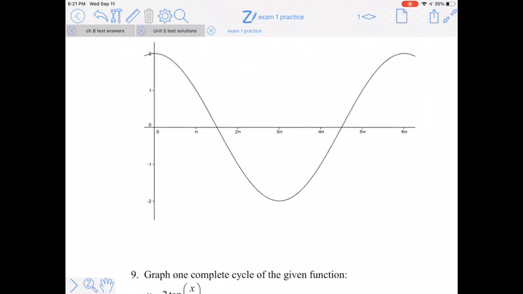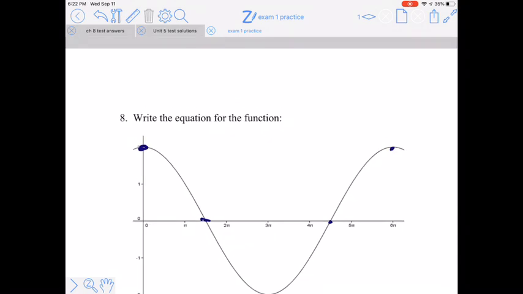So it's already at the top of its amplitude, and here's the midline, and then it ends at the top. So just that information tells us cosine. And because it's going up to 2 and down to negative 2, it's an amplitude of 2. So I can already say that y equals 2 cosine.